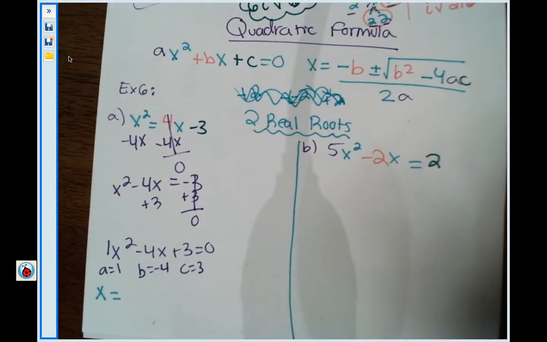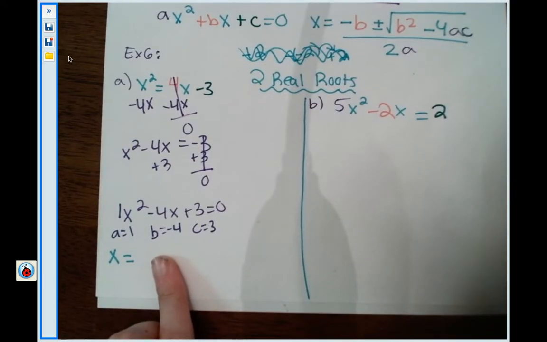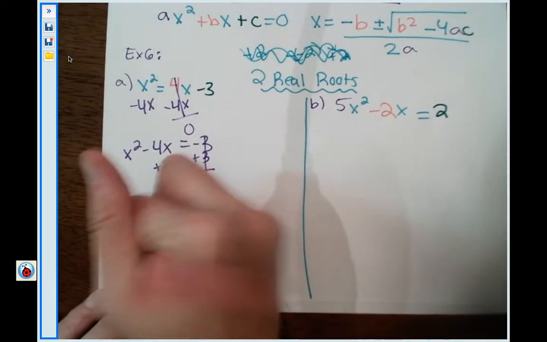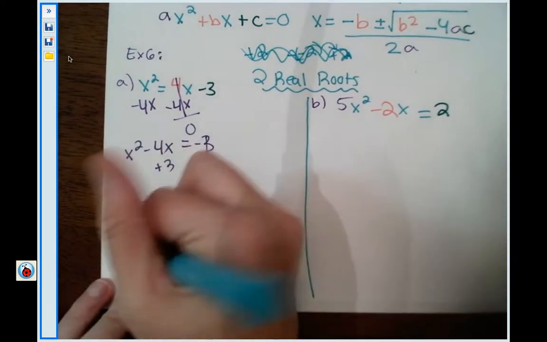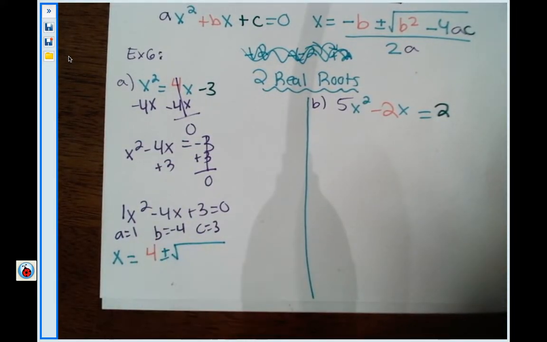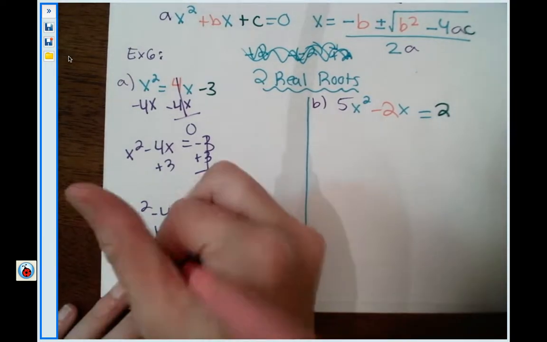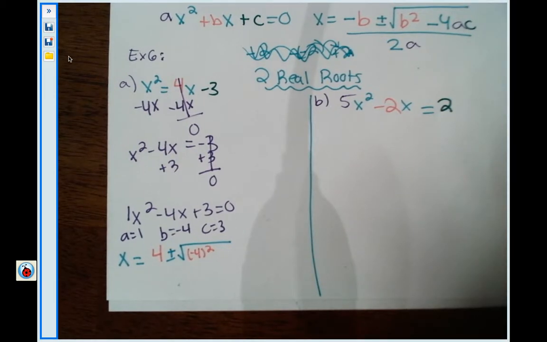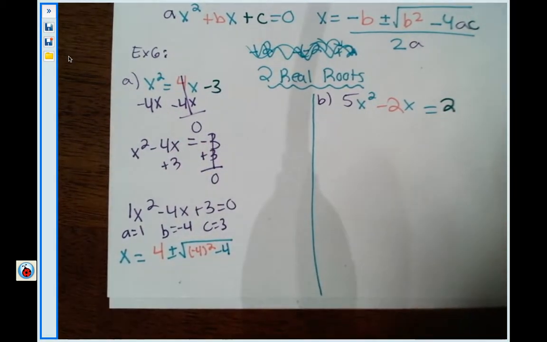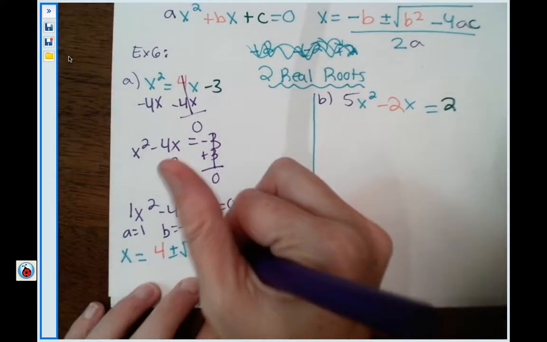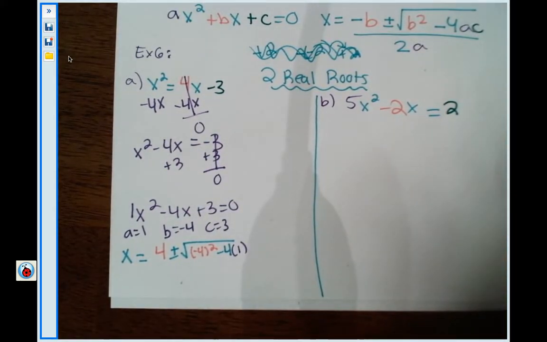Okay, so it'll be x equals the opposite of b, which, the opposite of my b, which is a negative 4, is a positive 4. Then it'll be plus or minus the square root of b squared. So my b term is negative 4, so it'll be negative 4 squared minus 4 times a times c, in which my a term is a 1 and my c term is a 3. So it'll be minus 4 times 1 times 3.